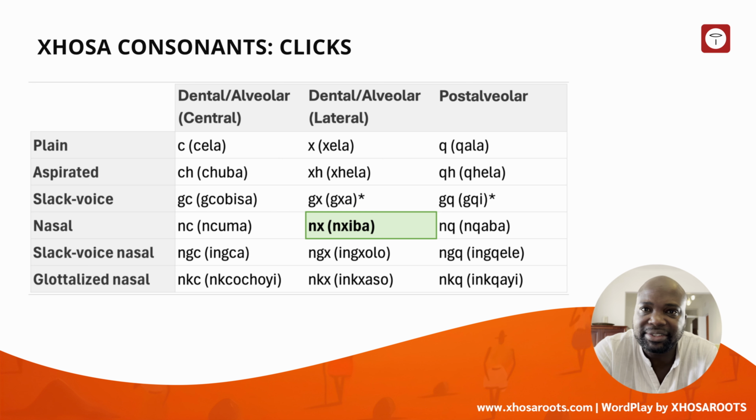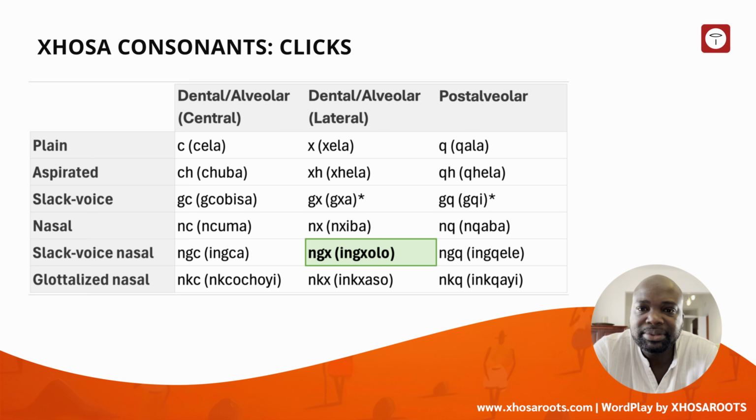Now for the nasal or pre-nasalized, it's nca, as in nxiba, dress up, or get dressed. Again, nxiba is an instructive verb, so it's almost like telling someone to get dressed. So you say dress, dress up, get dressed. Nxiba. The slack voice nasal, nca.